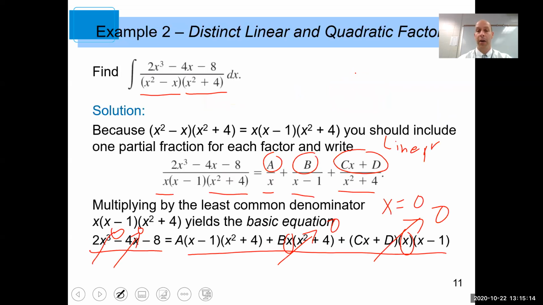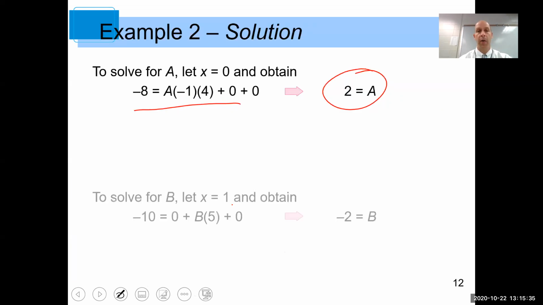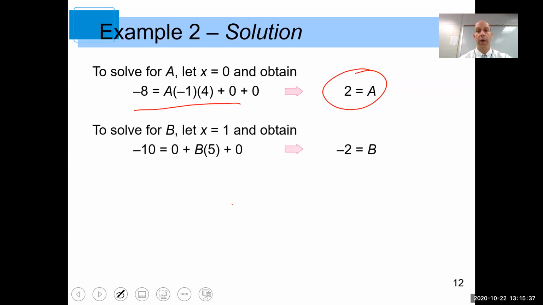What I'm trying to tell you to do is don't go foiling these out and expanding them. Leave them alone. Similarly, notice that this term has an x minus 1 and this term has an x minus 1. So they'll go to 0 if you let x equal 1. And so this will go to 0 as well. If x is equal to 1, we will find that b is equal to negative 2. Now the hard part on this problem is finding the c and the d.